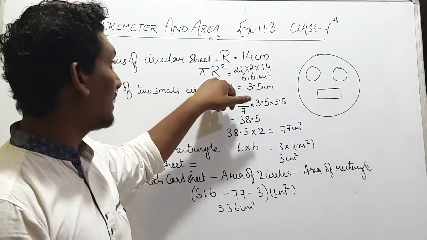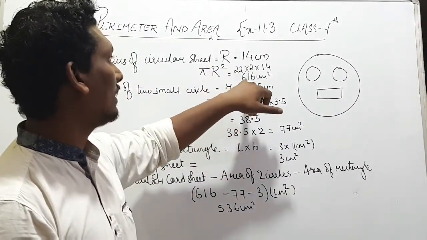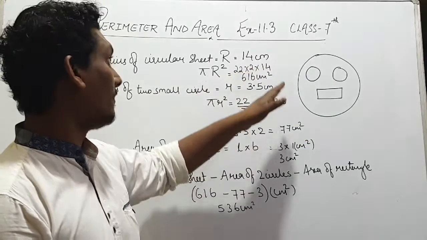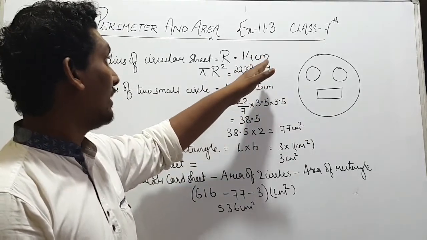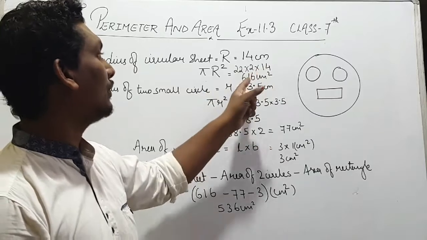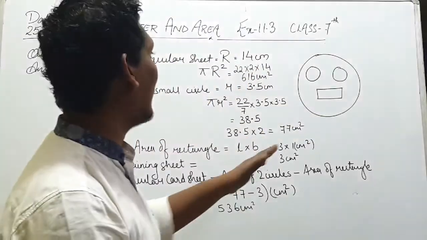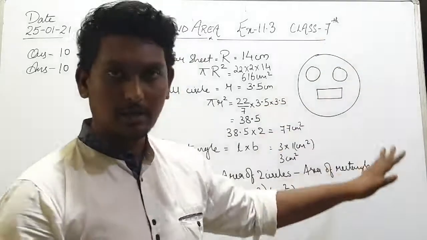So first find the area of the big circle. For the big circle I have taken capital R. So pi R square. So you will get 22 by 7 into 14 into 14. When you calculate it, you will get the answer 616 centimeter square. So this is the calculation of the bigger circle.